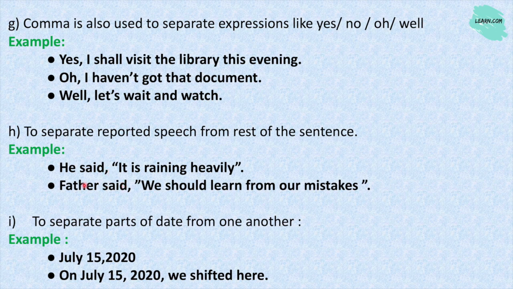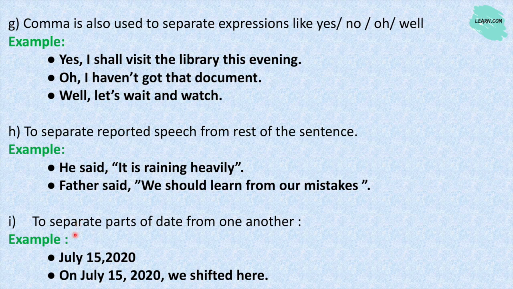Here also, father said, we should learn from our mistakes. So here the reported speech is we should learn from our mistakes. This is the reported speech, and this is separated from the rest of the sentence with the help of comma. He said, it is raining heavily. The reported speech is it is raining heavily and it is separated from the rest of the sentence by comma.